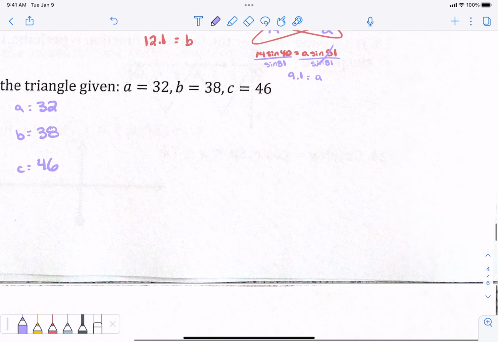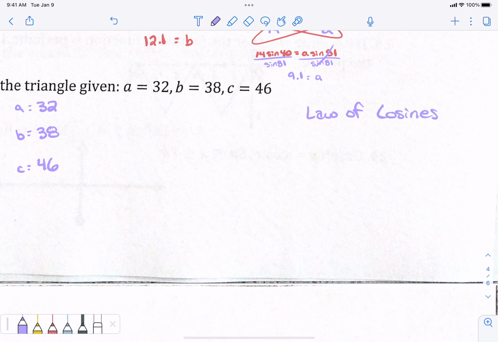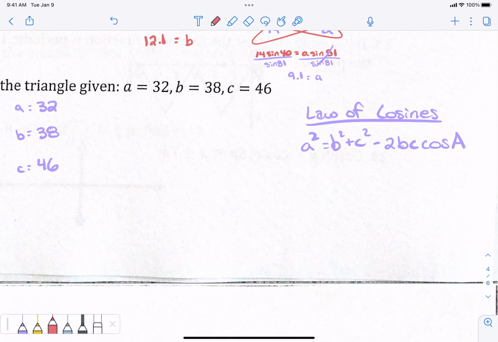Do you know this? We just did this in physics. Law of cosines. Here it is. A squared equals b squared plus c squared minus 2bc cosine of A. The thing to remember is that the 2bc cosine A is attached to each other, so be careful of that. All right, a squared is 32 squared, equals 38 squared plus 46 squared minus 2 times 38 times 46 times cosine of A. I'm running out of room.